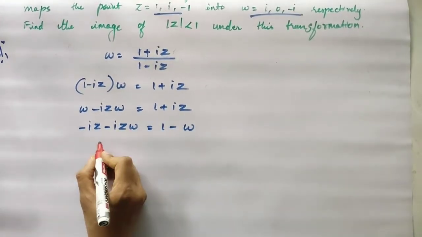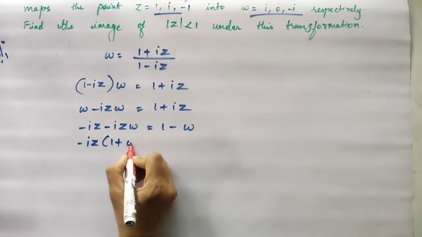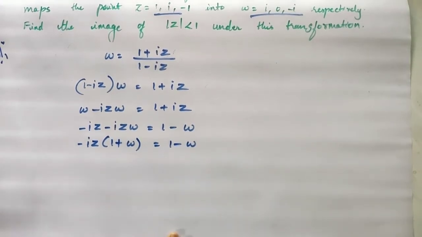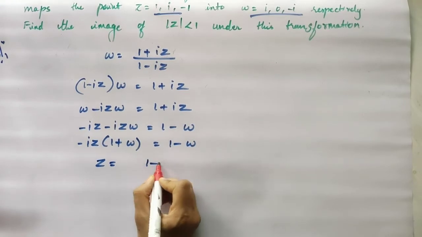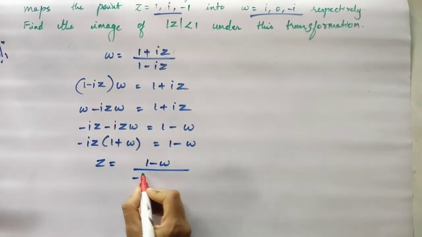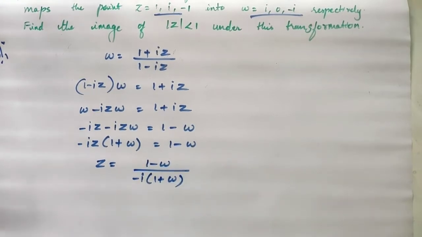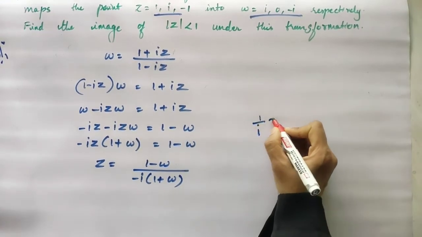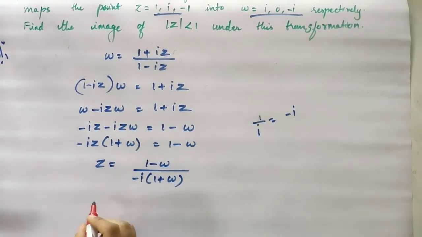Now I can take IZ common with a negative sign. 1 plus W will be left inside, which is 1 minus W here. So I want Z from here. It will be 1 minus W divided by minus I into 1 plus W. Now you can work out what 1 divided by I is. 1 divided by I is minus I. So let us work that out.